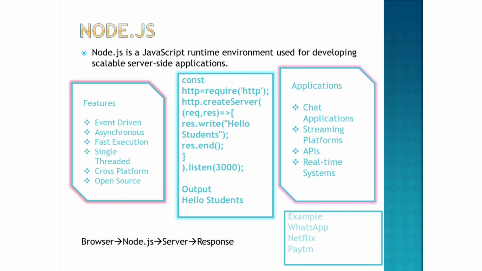In the example, we import the HTTP module using require('http'). Then we create a server. When a request arrives, the server writes hello student and ends the response. Finally, the server listens on port 3000. The basic flow is browser, Node.js server, and response.